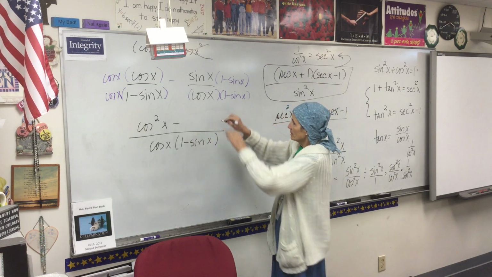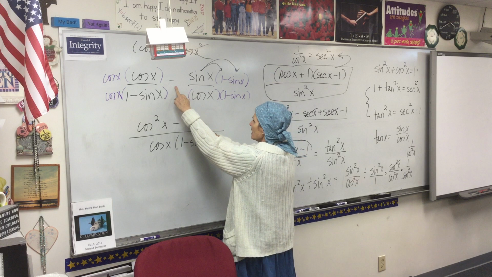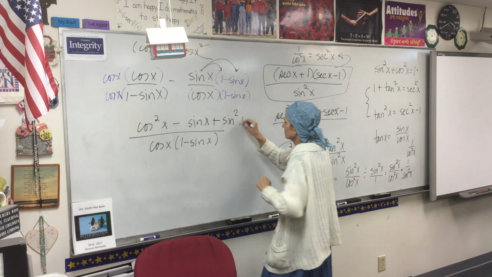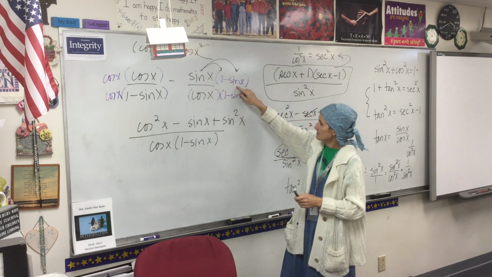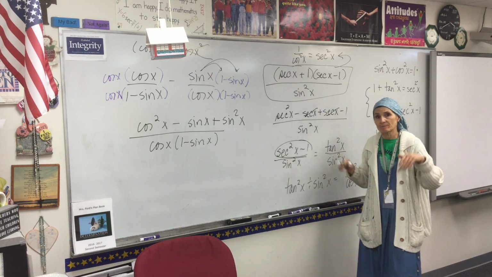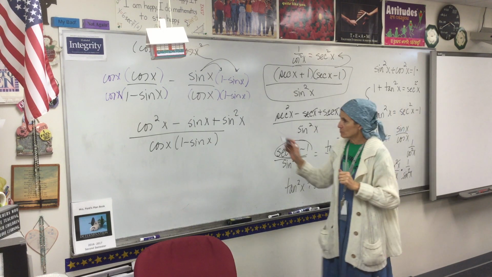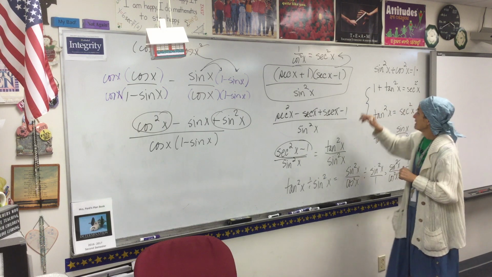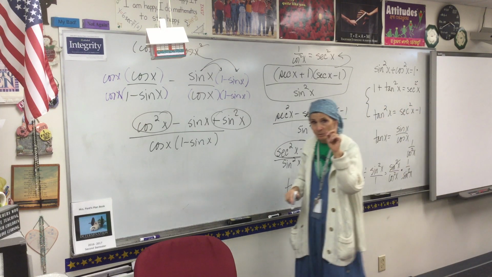All right, minus. Okay, now this is a distribute, guys. So this is going to be minus sine x plus sine squared. I'm taking negative sine x times 1 and negative sine x times negative sine x. Now those bells, alarms, fireworks, everything's going off. Because right here in the numerator, you have a cosine squared plus a sine squared. And anytime you have a cosine squared plus a sine squared, you're going to turn them into a 1.